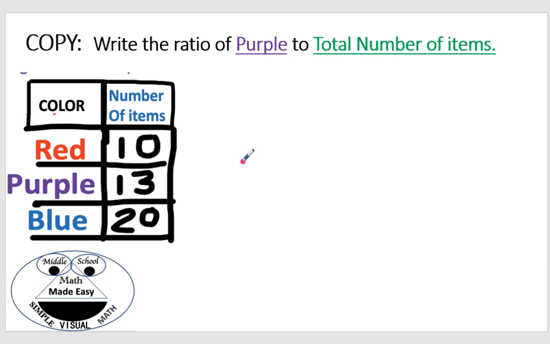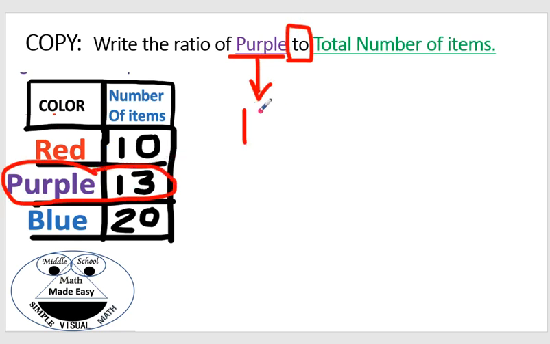So this says write the ratio of purple to total number of items. So I'm going to look for my word "to", which is here. And I look, what is before the word "to"? Oh, that says purple. So I go here and I look for the color purple, and that's here. And I know 13 is the number that are purple, so I write 13 here. Why did I choose 13 and purple to write here, not 10 and not 20? Because it says purple here. So I have to follow what it's asking me, and purple is 13.